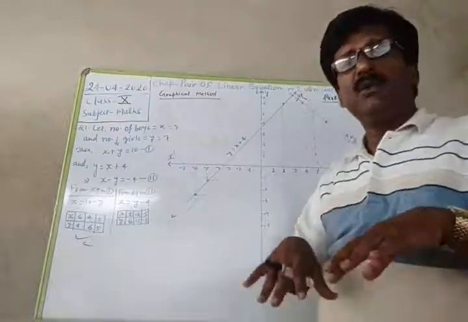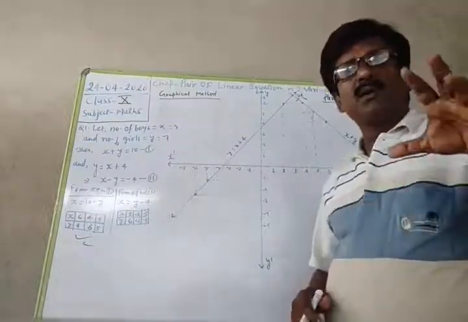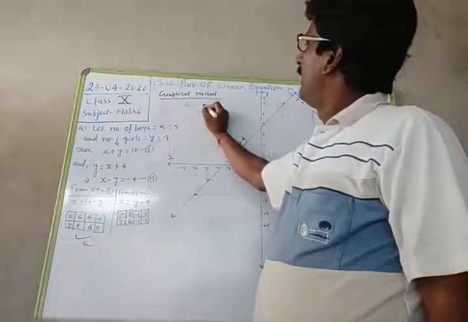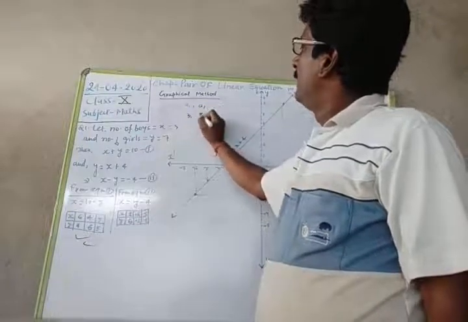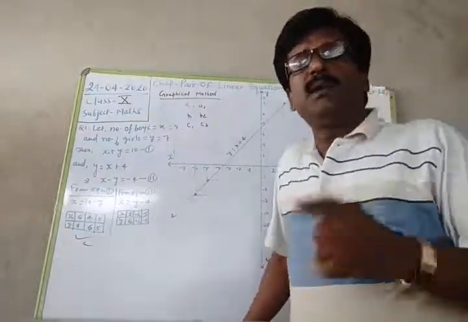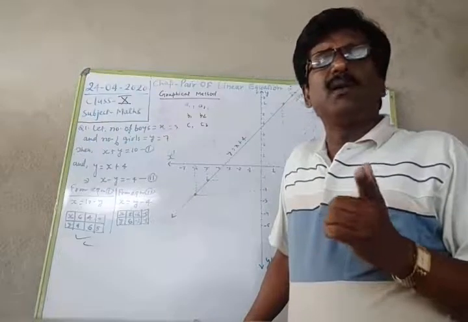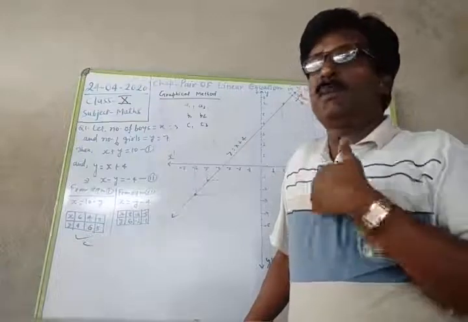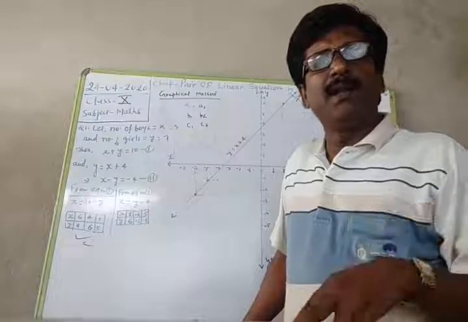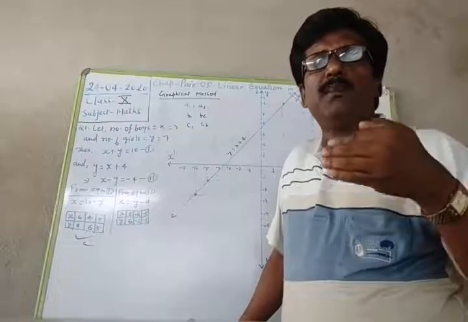But when we solve by the graphical method, we have to focus on many points. Just see, already you know A1, A2, B1, B2, C1, C2. From equation 1, the coefficient of x is called A1, the coefficient of y is B1 and the constant term is C1. Okay? And from equation 2, the coefficient of x is A2, the coefficient of y is B2 and the constant term is C2.